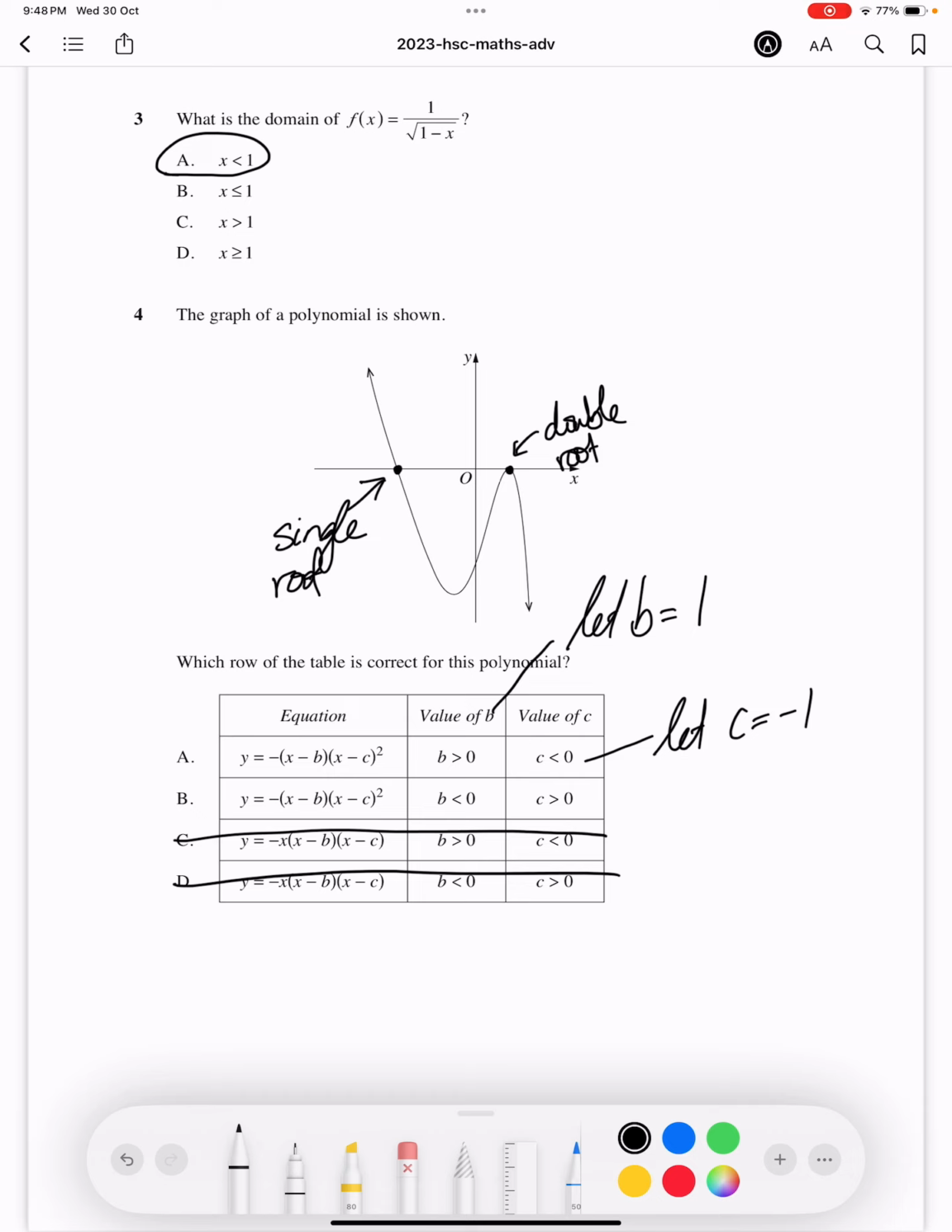And let's plug them into this equation and see if we end up getting roots that have these sorts of values. Because this single root is on the left-hand side, it has to be negative. And this double root is on the right-hand side, meaning that the x value of that intercept is positive. So let's plug in these hypothetical values into the equation and see what we get. So here's our equation.